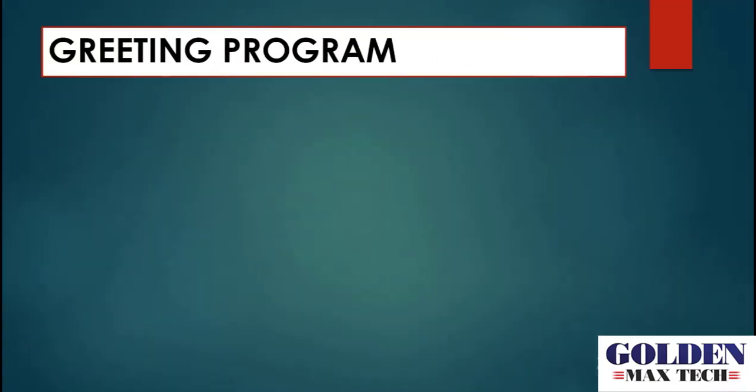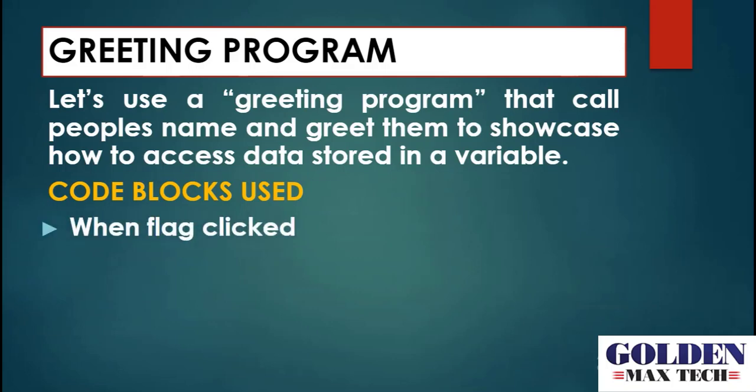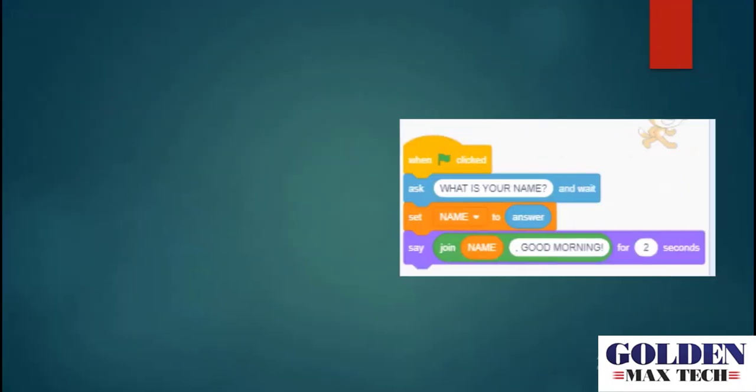Now we're going to use a program that I call the greeting program to illustrate how variables can be used. Let us use a greeting program that calls people's names and greets them to showcase how to access data stored in a variable. And these are the code blocks used in this program. First, we're going to use our when flag clicked, our ask, set variable, say, and join. These are the 5 code blocks that we're going to be needing. In the picture, you can see the 5 code blocks being used to create our program.